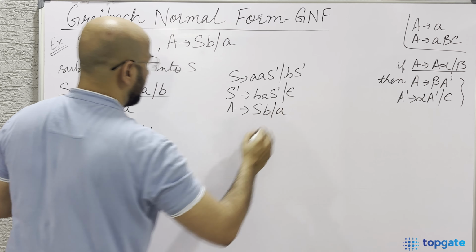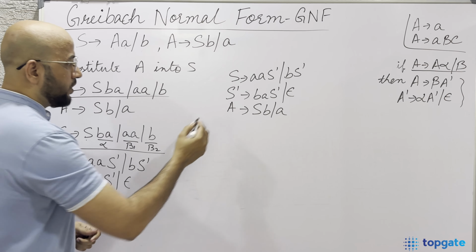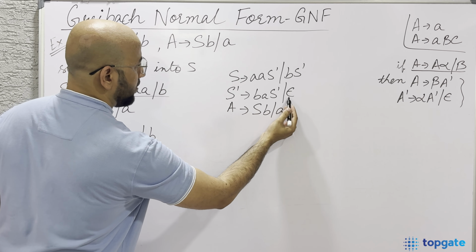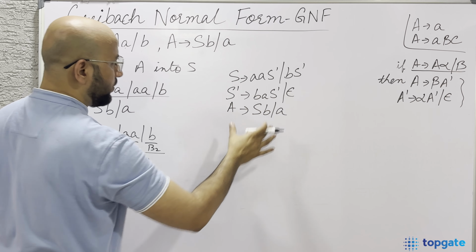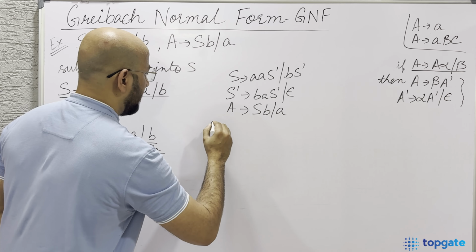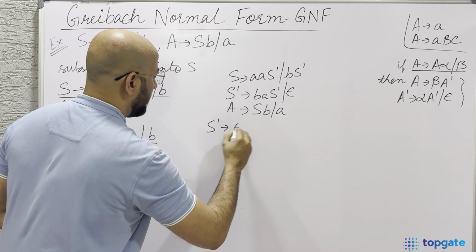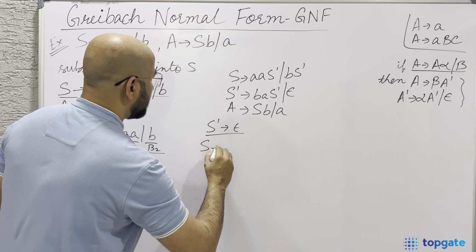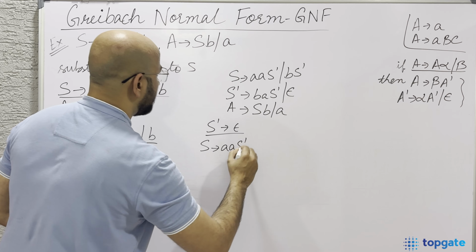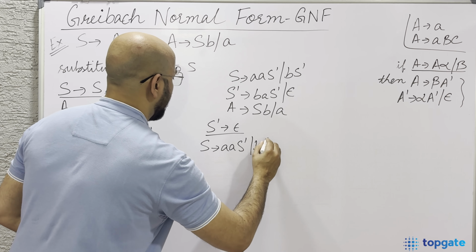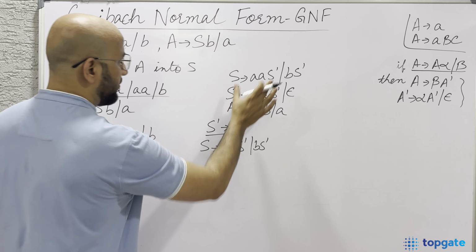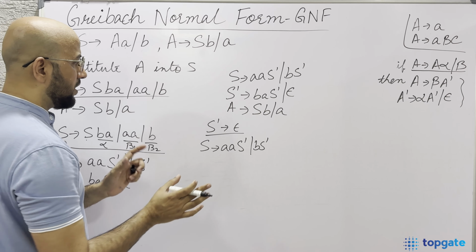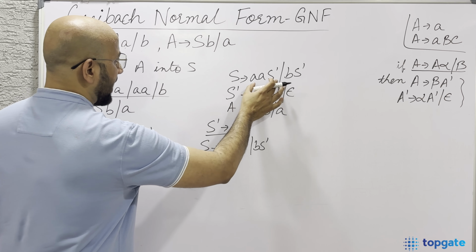SB slash A. Now if you can see here, we have this epsilon also. Now I'll just eliminate this null value and let's see what happens to my grammar. So now I'll eliminate S dash tends to null. I'll work on this one. Let's see what happens to my grammar. So now I'll get S tends to AA S dash slash B S dash. That means I'm just writing everything as it is. And now I'll put the S dash as null.